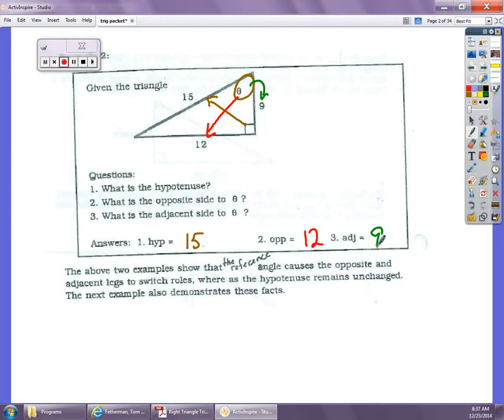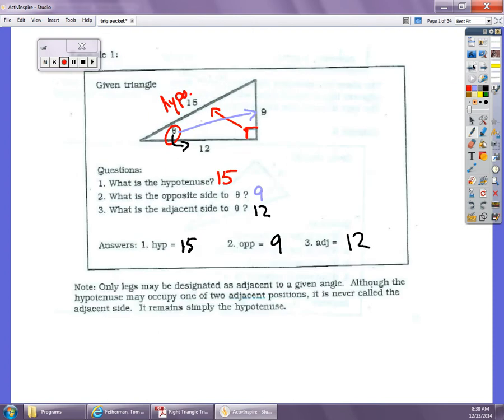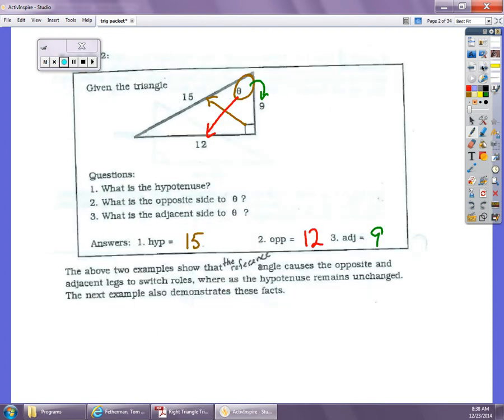The above two examples show that the reference angle causes the opposite and adjacent legs to switch roles, whereas the hypotenuse remains the same. If you notice, the hypotenuse didn't change, it was 15 in both of these, but since we changed our reference angle, the opposite leg and the adjacent leg switched roles.